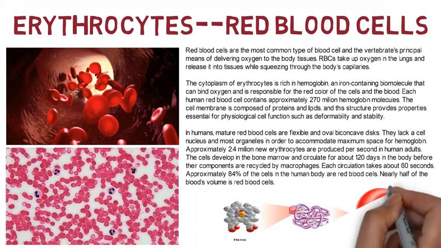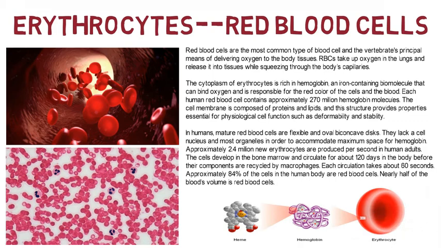This is an iron-containing biomolecule that can bind oxygen and is responsible for the red color of the cells in the blood. Each human red blood cell contains approximately 270 million of the hemoglobin molecules. The cell membrane is composed of proteins and lipids, and this structure provides properties essential for physiological cell function, such as deformity and stability. Basically, so it can squish and get through your blood vessels easier.